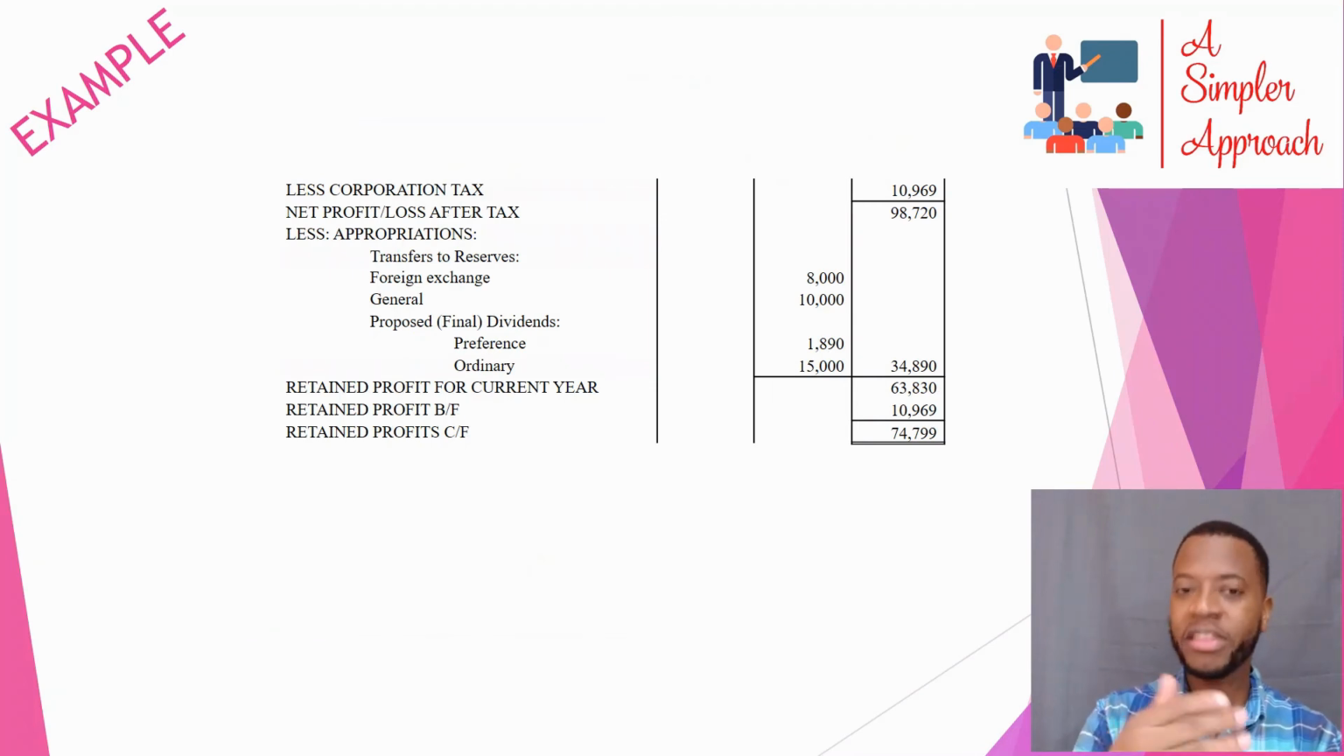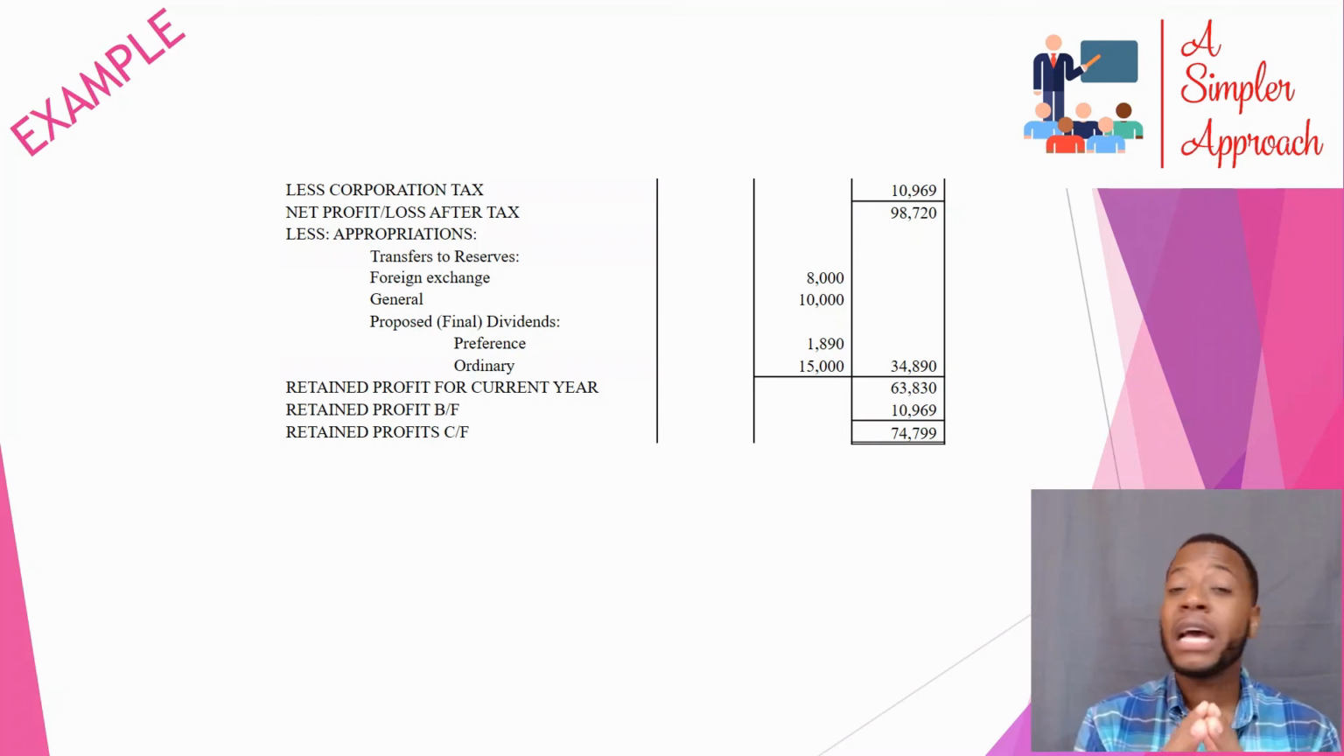1,890. There you have it. So that is how you calculate the dividends aspect of things. And I can't say this enough, and I'm going to say it again.